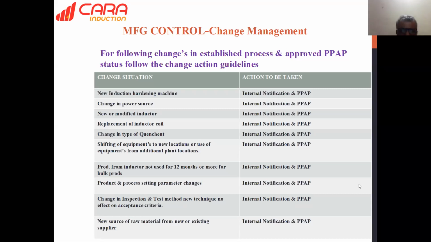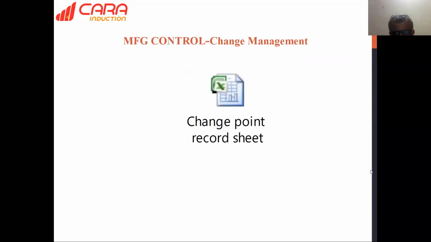So these are the guidelines. If this situation happens, then what are the action requirements? This change point is most important, and control on this change point is required. Next.